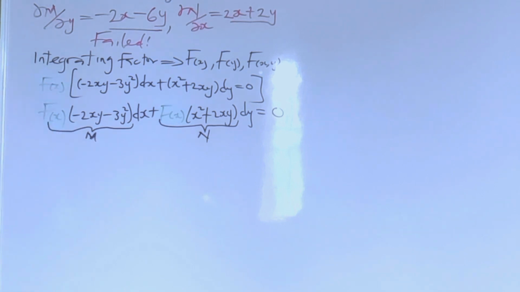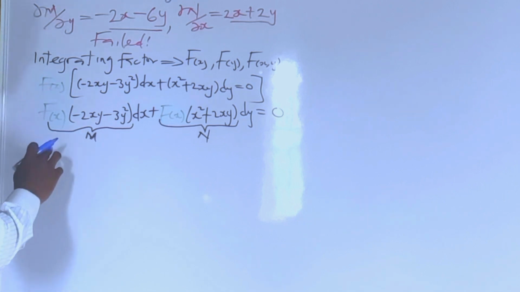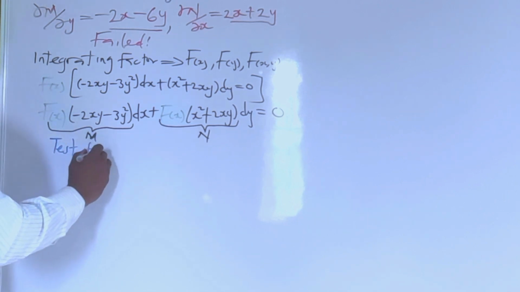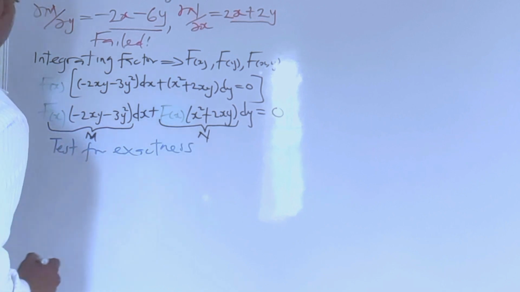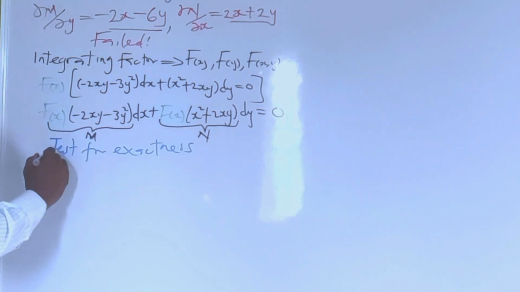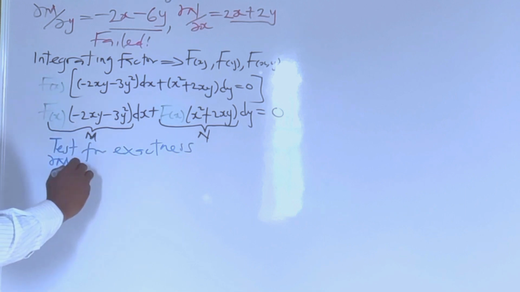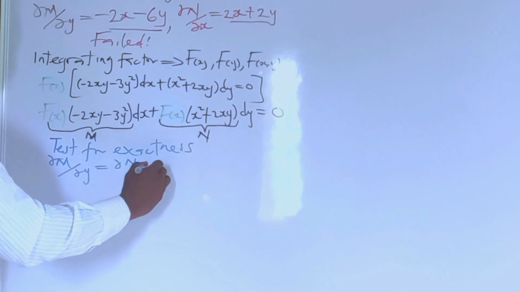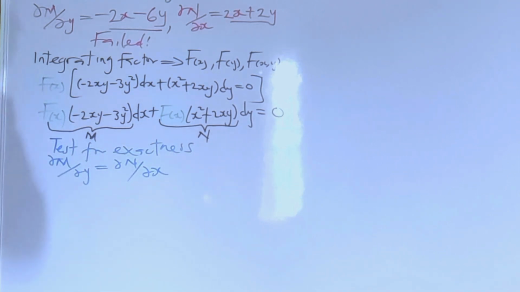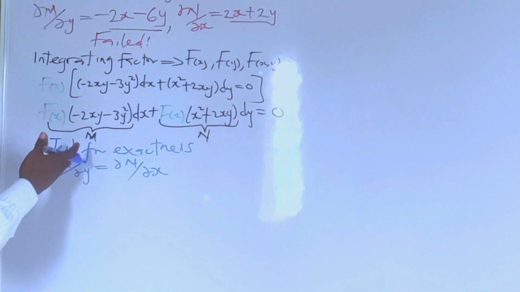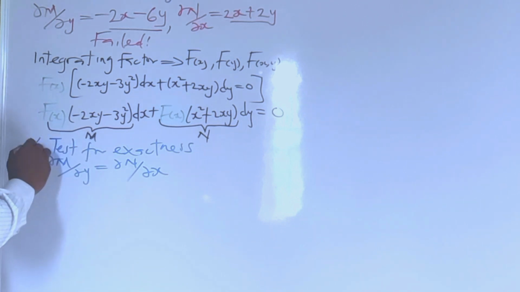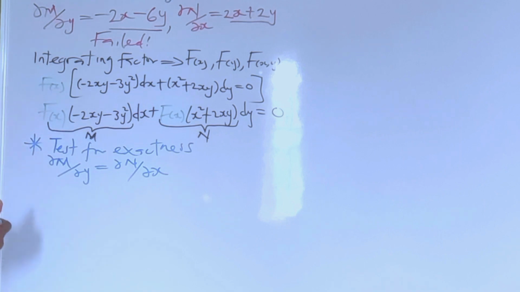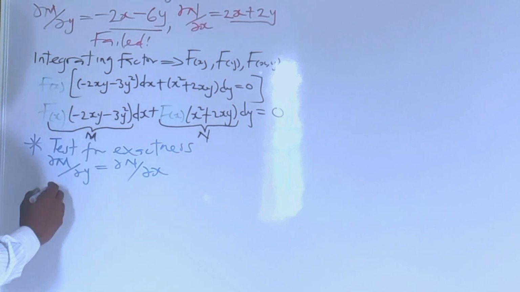Now, how do we know this is exact? We usually carry out the test for exactness. Actually, what we are trying to do now is not carrying out the test for exactness. Instead, we are using this knowledge to our advantage. A differential equation will be exact if the partial derivative of M with respect to y is equal to the partial derivative of N with respect to x. So let us check that statement here. We are not interested in just the test. So let's do that.